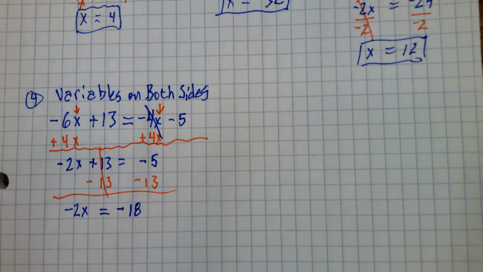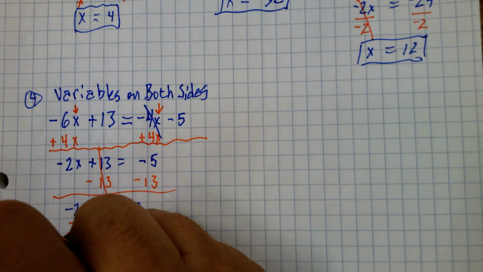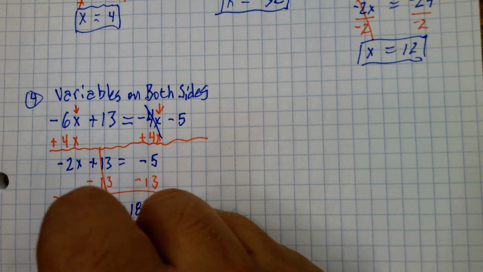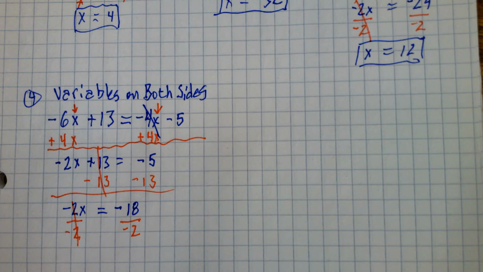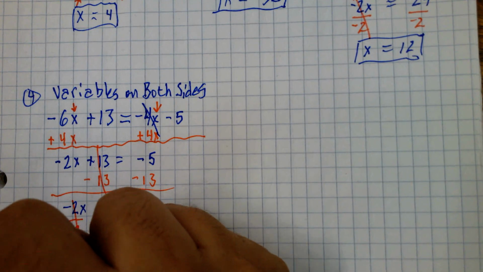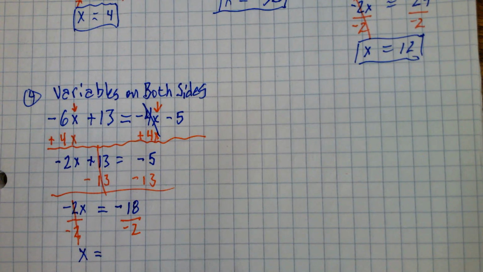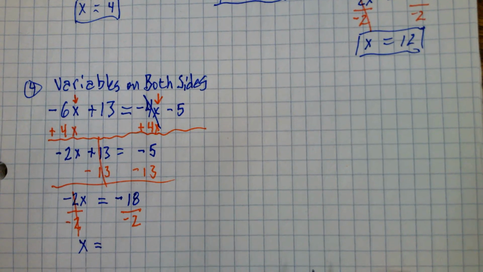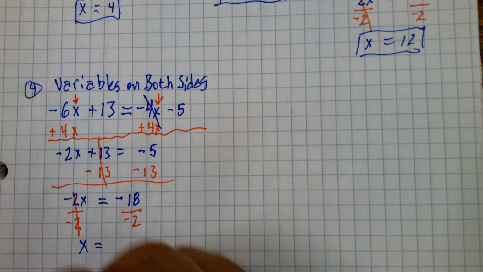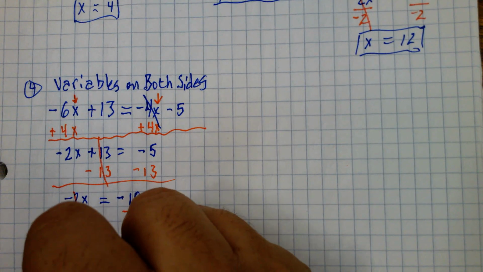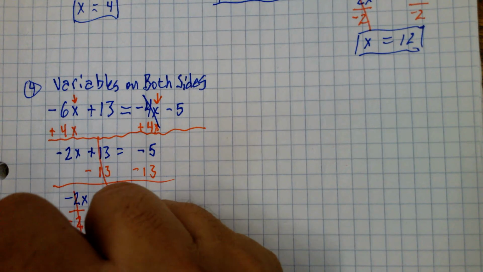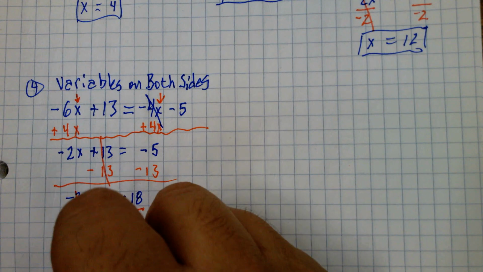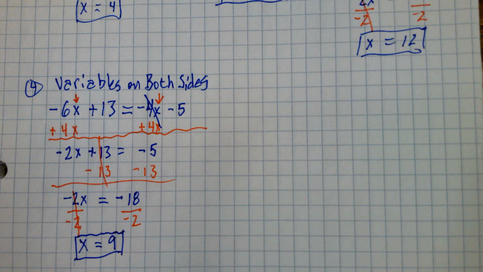And let's just get rid of this negative 2. Okay, so x equals positive, because it's negative divided by negative, 9. 18 divided by 2 is 9. So x is 9. Last one.